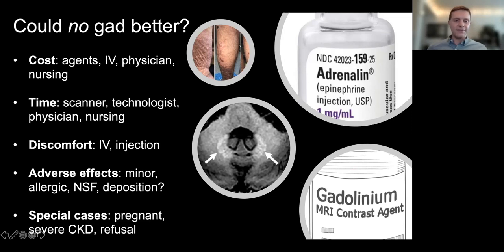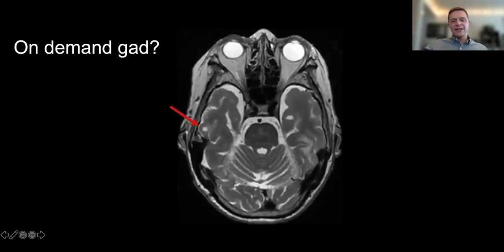And then finally, there are several special cases: patients who can't or won't receive contrast, pregnant patients, patients with severe kidney disease, or just patients who refuse, which I've noticed is becoming more common, at least here. And then there's also this sort of enticing idea of on-demand gadolinium contrast. What if we could just get free gadolinium contrast on our non-contrast studies?